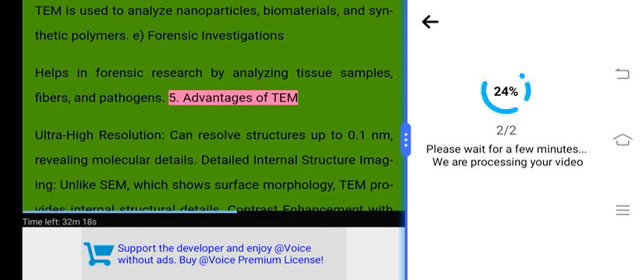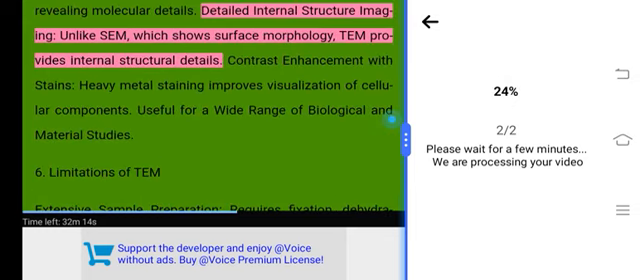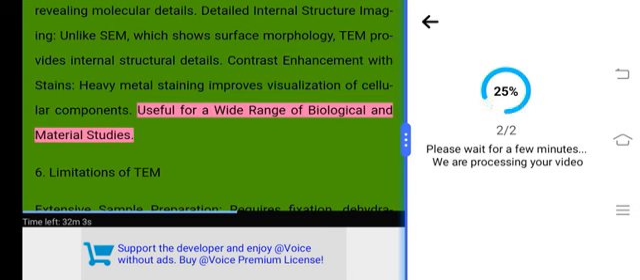5. Advantages of TEM. Ultra-high resolution, can resolve structures up to 0.1 nanometers, revealing molecular details. Detailed internal structure imaging. Unlike SEM, which shows surface morphology, TEM provides internal structural details. Contrast enhancement with stains. Heavy metal staining improves visualization of cellular components. Useful for a wide range of biological and material studies.